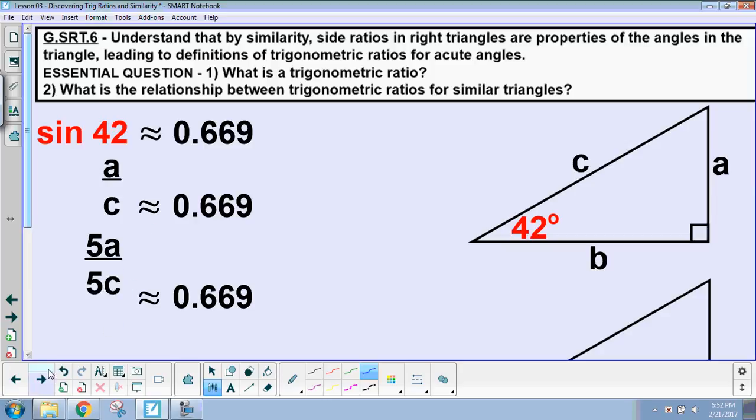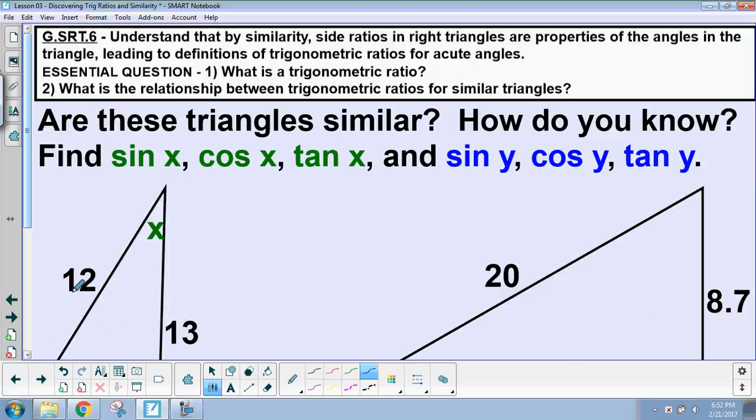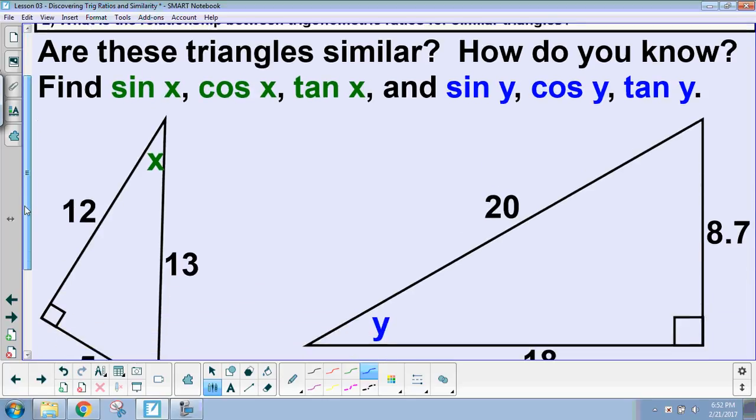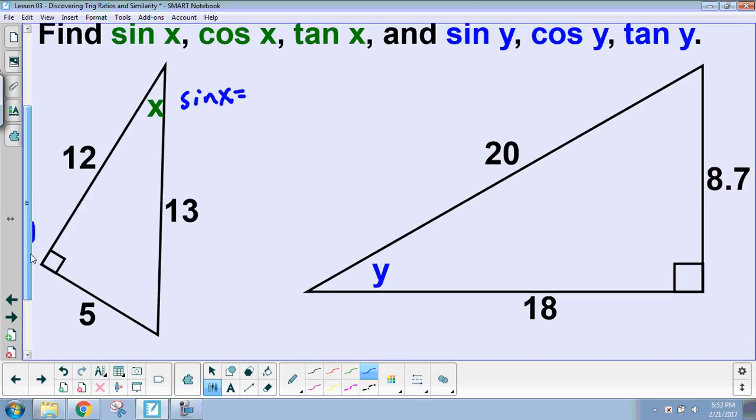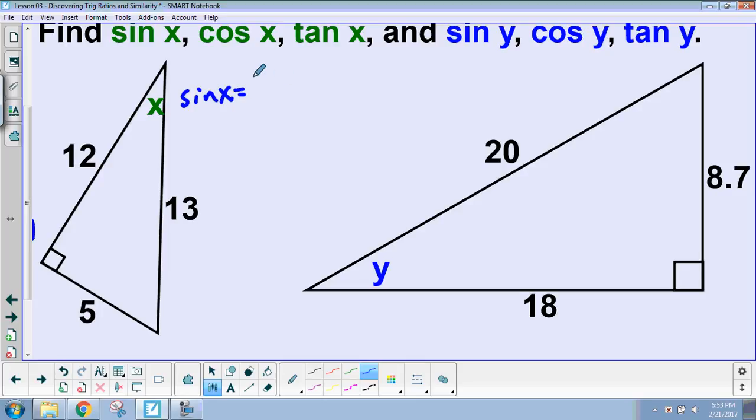So again, sine x. This time I'm not going to label it, but I know it's going to be opposite, so that's 5 over 13. Cosine x. That's right, 12 over 13. And then tangent x. Five over 12.